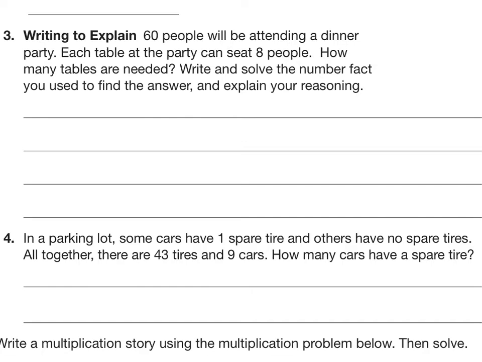We have 60 people will be attending a dinner party. Each table at the party can seat 8 people. How many tables are needed? Write and solve the number fact you use to find the answer and explain your reasoning. So the first thing is we have 60 total people attending. 8 people are going to be at each table.